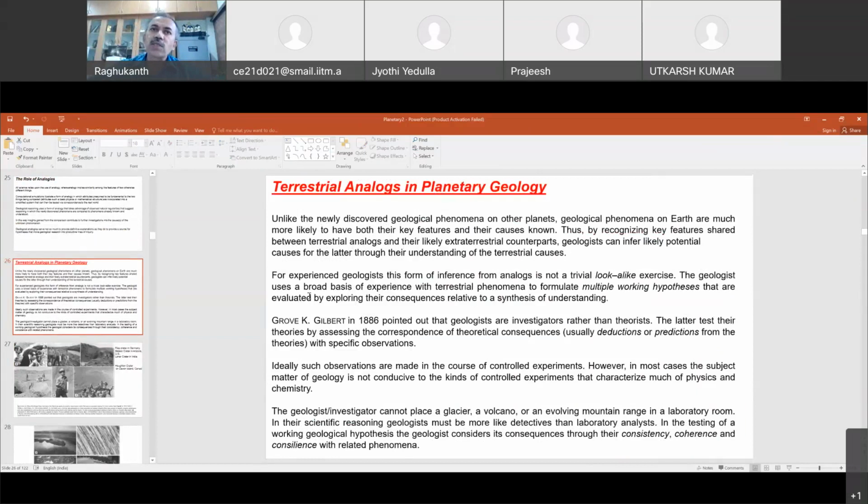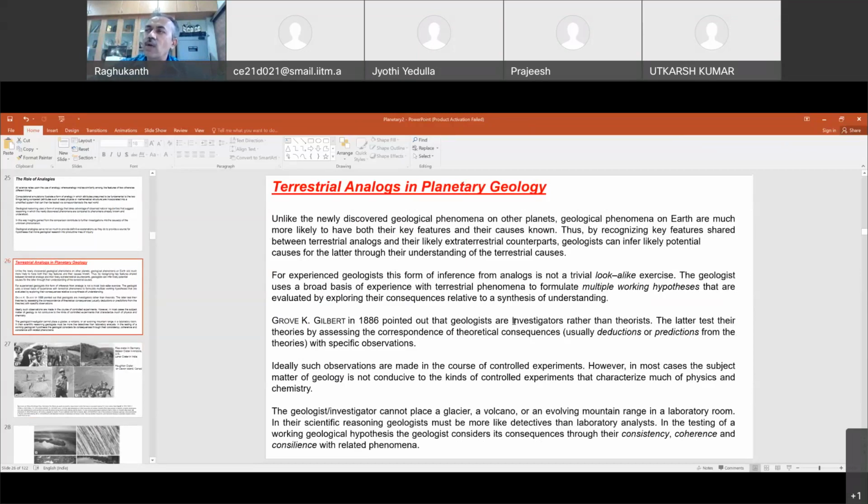Gilbert, who is a very famous planetary geologist, who I showed you, the moon maps and other things, has made geological maps also. He said geologists are essentially like investigators rather than theory people. Theory people derive some kind of theory, like Newton's laws or Einstein's theory or beam theory, and then compare it with the data. But in geology, we don't have any theory.